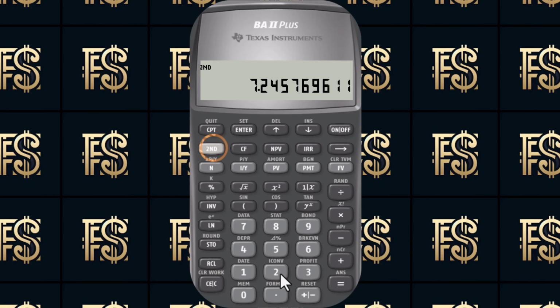We'll hit the second key and ICONV, or the number 2, to access this. We'll arrow down to the EFF. We'll type 6 and enter. We'll arrow down again to the CY, or the compounding periods per year, and type 365 and enter. We'll arrow down again to get to the nominal value and hit compute. So the actual rate that the bank would have to quote would be 5.827%.